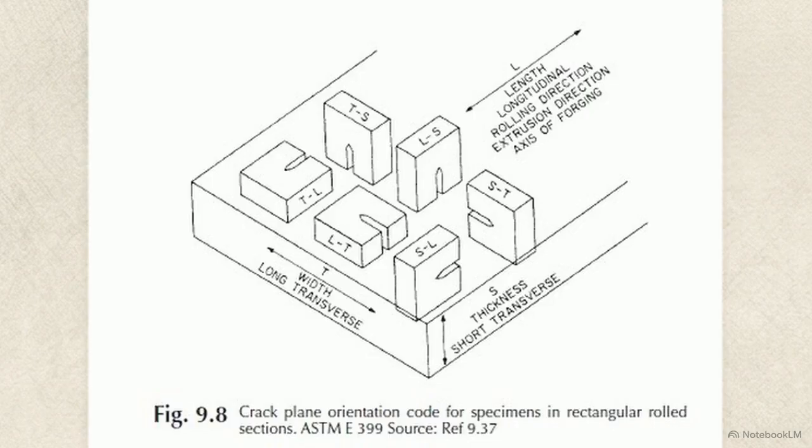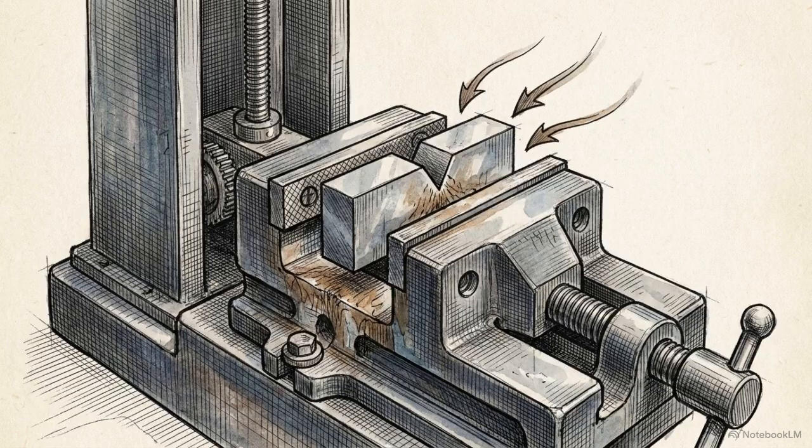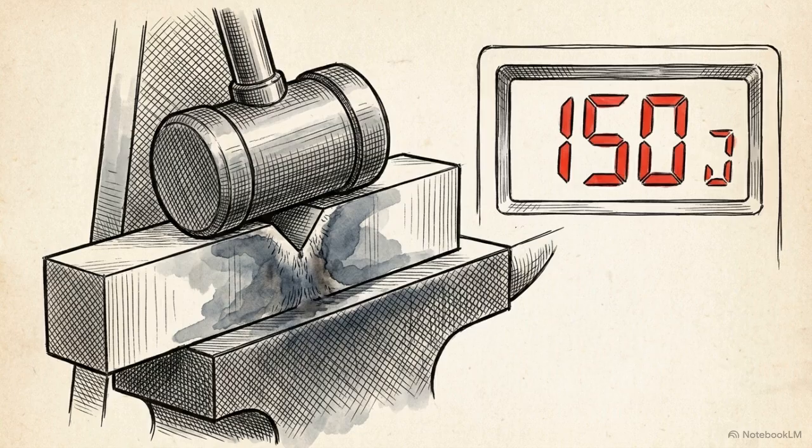But structural engineering reveals a different reality. This block diagram maps the standard crack plane orientations for a rolled steel section. The longitudinal axis follows the direction of the rolling mill, while the transverse and short transverse run vertically and across the plate. To measure the exact resistance to fracture along these distinct planes, metallurgists use Charpy V-notch testing. A standardized pendulum strikes the sample, calculating the precise kinetic energy absorbed before the steel snaps.